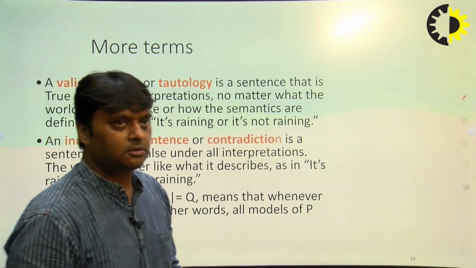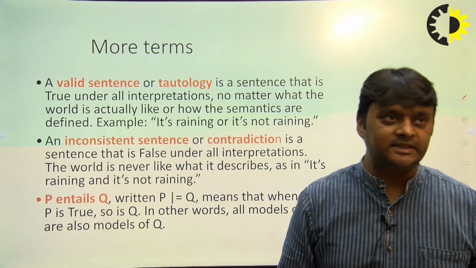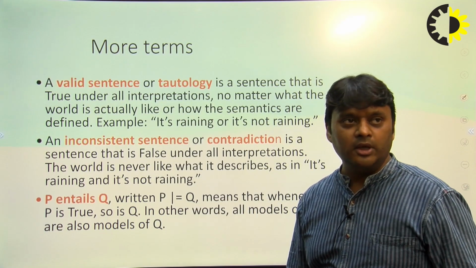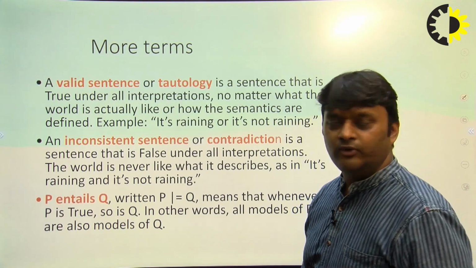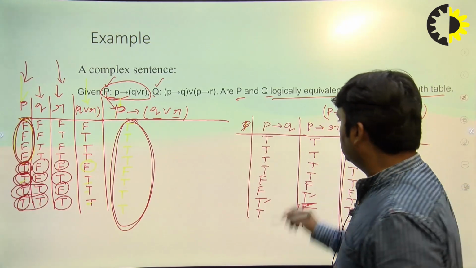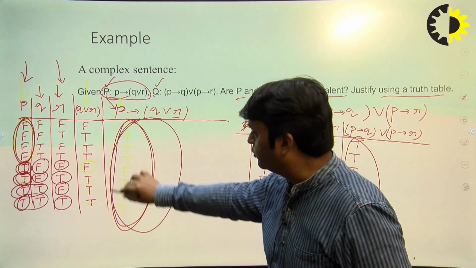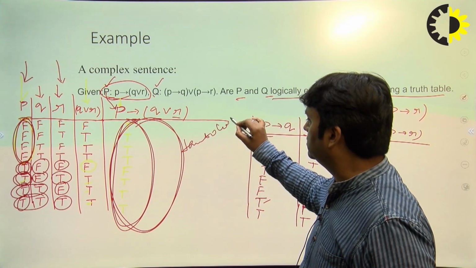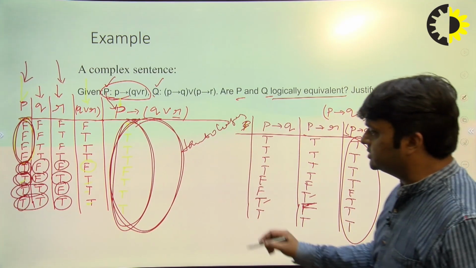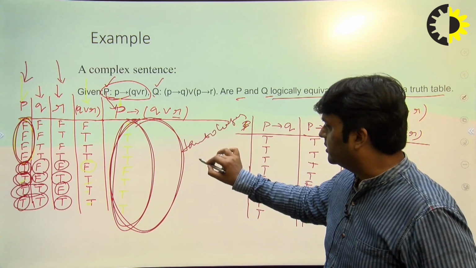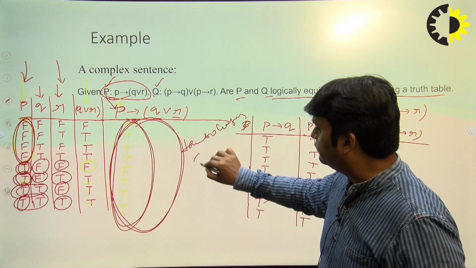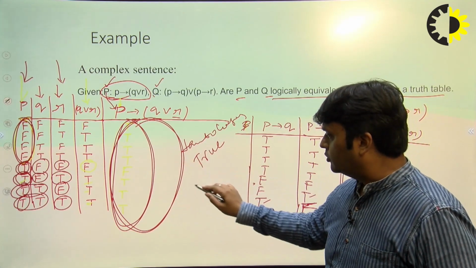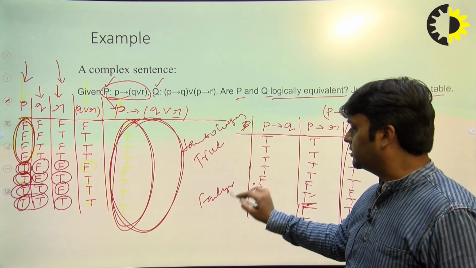Some more important topics from this: valid sentence or tautology. If all the values of the final output are true, then it is known as a tautology. If all the values are true, then tautology. If all are false, output false, then it is a contradiction.